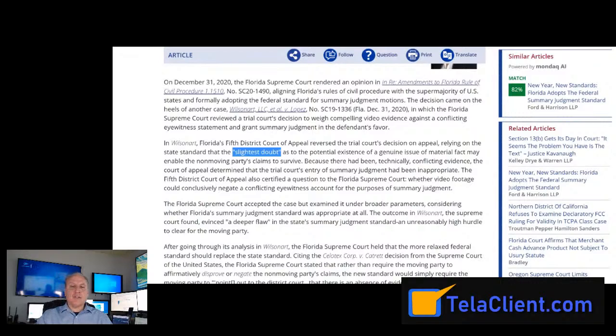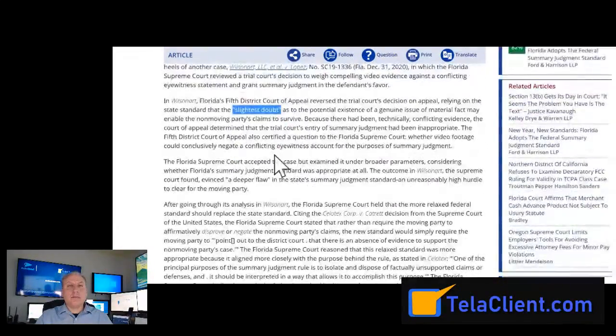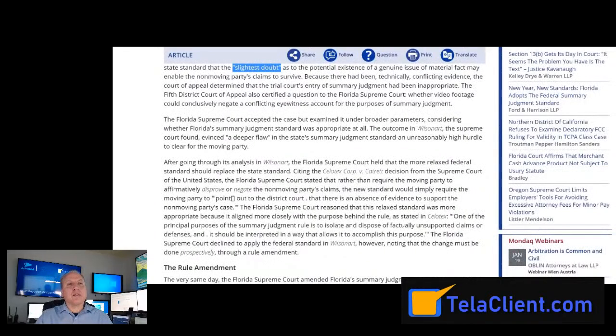So if you went to the judge and said, I want a summary judgment in my favor, unless there was no doubt, no slightest doubt, the judge had to keep the case going, right? After this new opinion, allegedly, and again, you want to get good legal advice to make sure this is correct. Don't take our word for it.